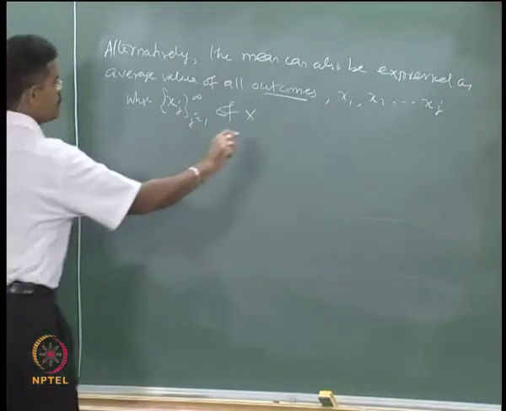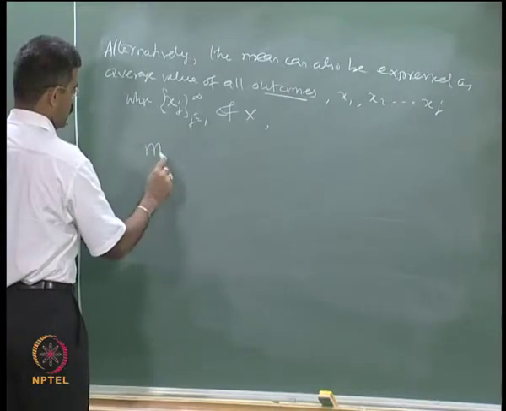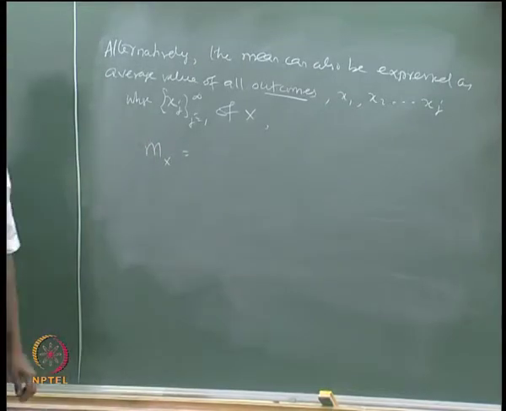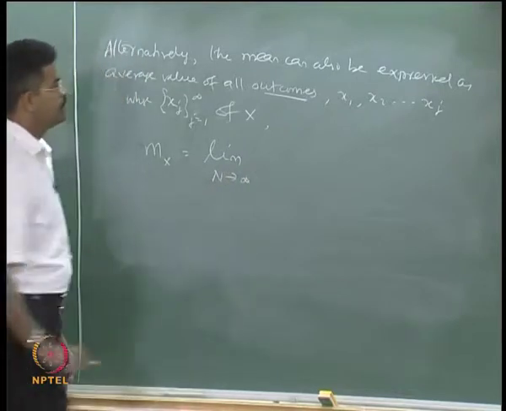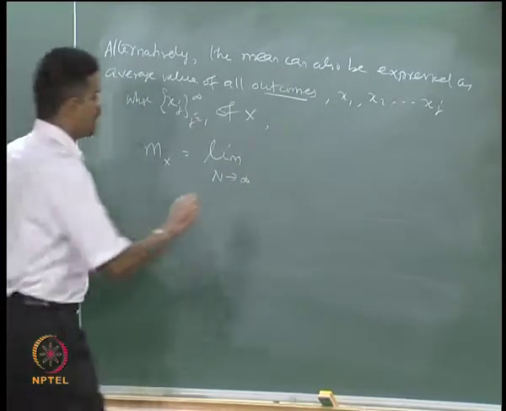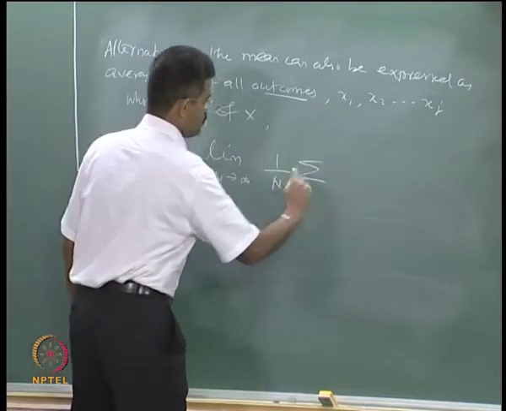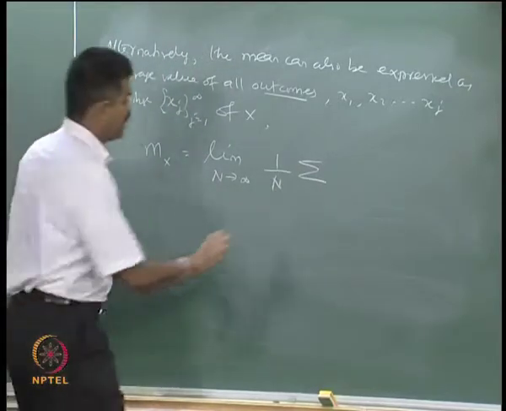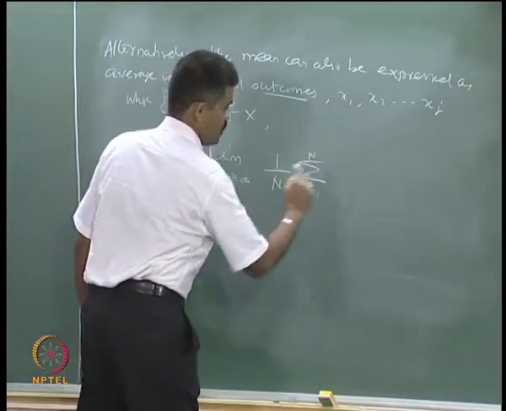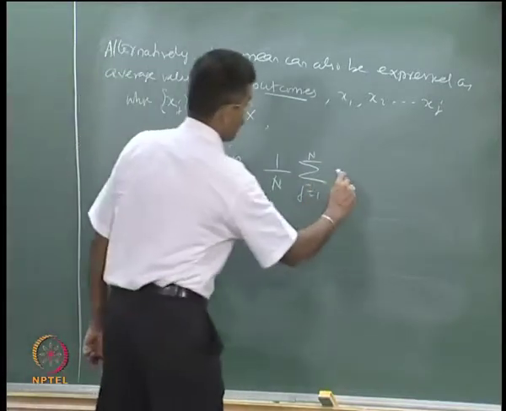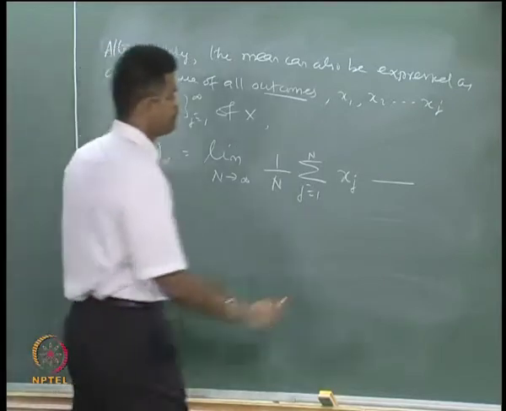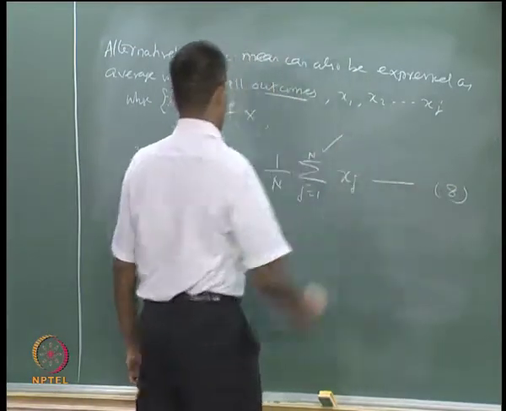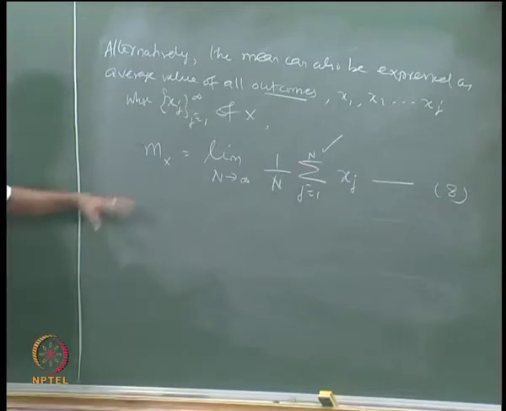In that case, the expected value or the mean can be given by limit n tends to infinity of 1 by n, which is a classical equation which we all use, summation j equals 1 to n of x sub j, equation number 8. This is a classical equation that we all use for finding the mean.